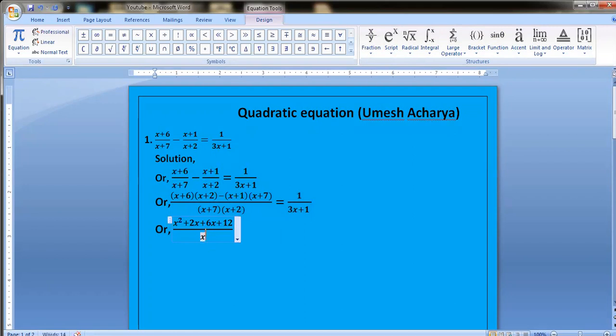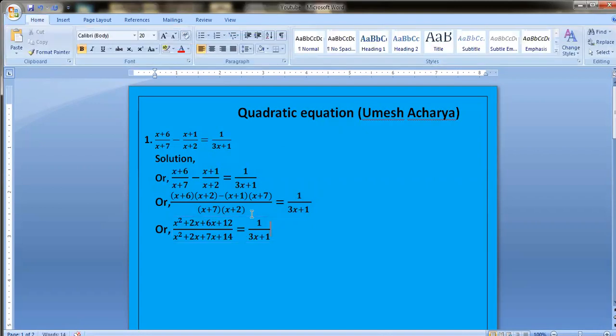x squared plus 2x plus 7x plus 14. Equals, in the RHS there is 1/(3x+1), so we are just writing that 1/(3x+1).